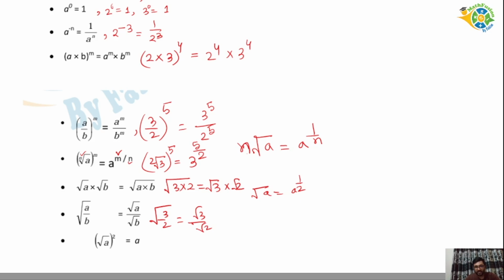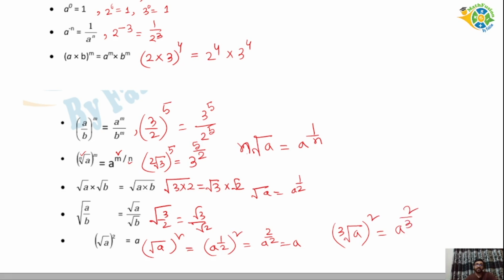So it can be further elaborated as a root squared. A root is nothing but a to the power half, multiplied by a to the power half, which is 2 by 2, equals a. So here we can also write that root 3, root a squared can be written as a 3.